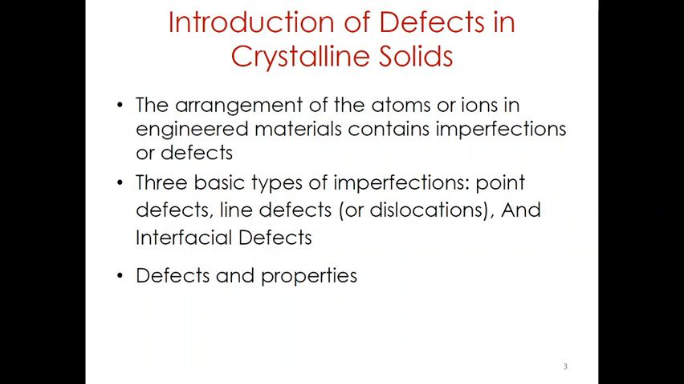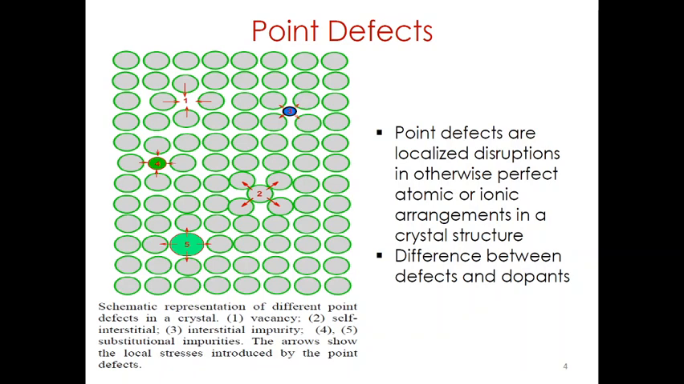In later sessions, we will show how we can control the concentration of these defects through tailoring of composition or processing techniques. In this session, we explore the nature and effects of different types of defects. Point defects. Point defects are localized disruptions in otherwise perfect atomic or ionic arrangement in crystal structure. Even though we call them point defects, the disruption affects a region involving several of the surrounding atoms or ions.